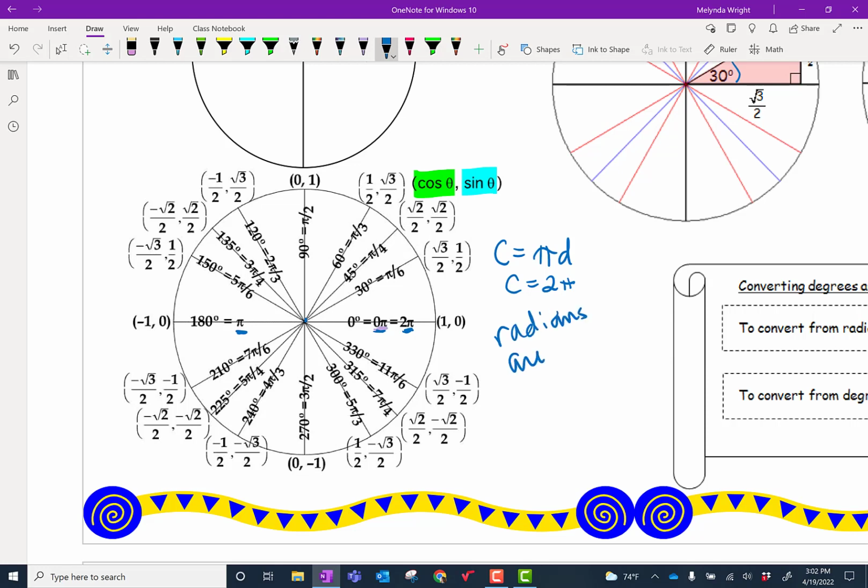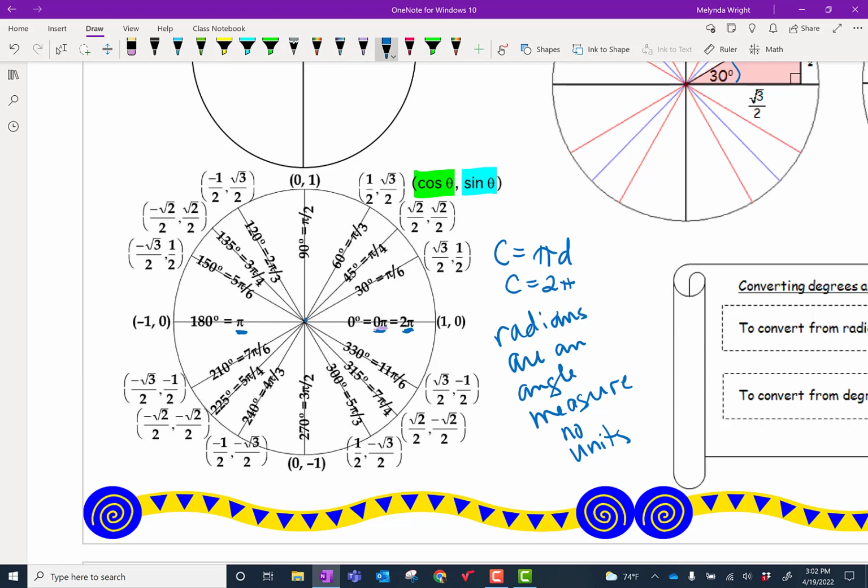Radians are an angle measure, and I think they're the perfect angle measure. There are no units associated with them. Notice how on the degrees, we have this little degree symbol. It's 30 degrees. We don't have a unit symbol on pi over 6 because it has no units.